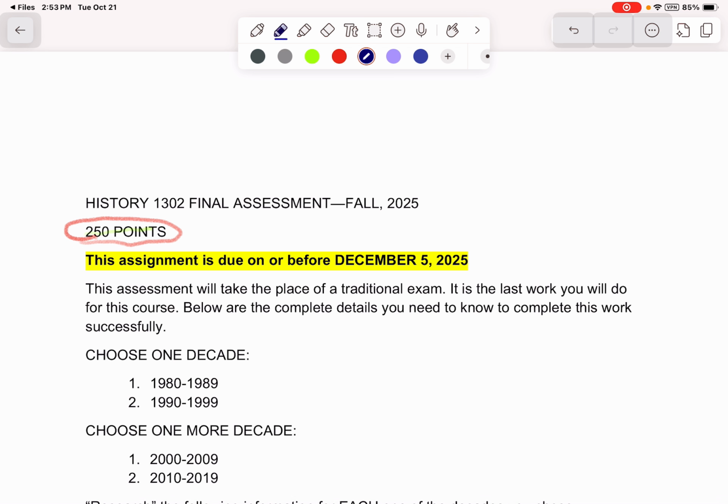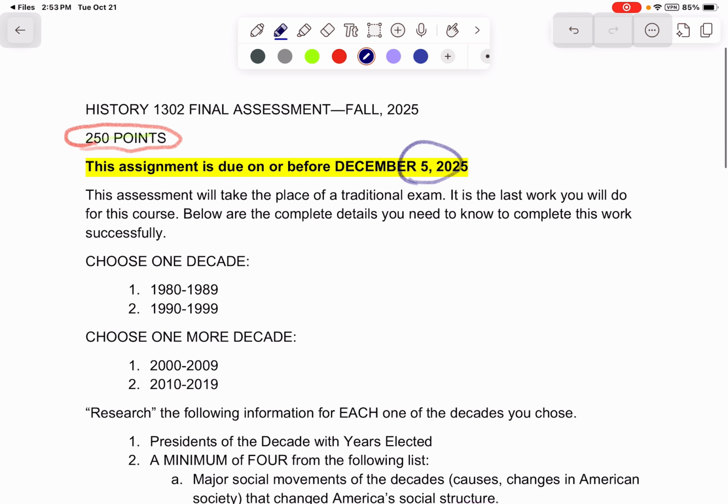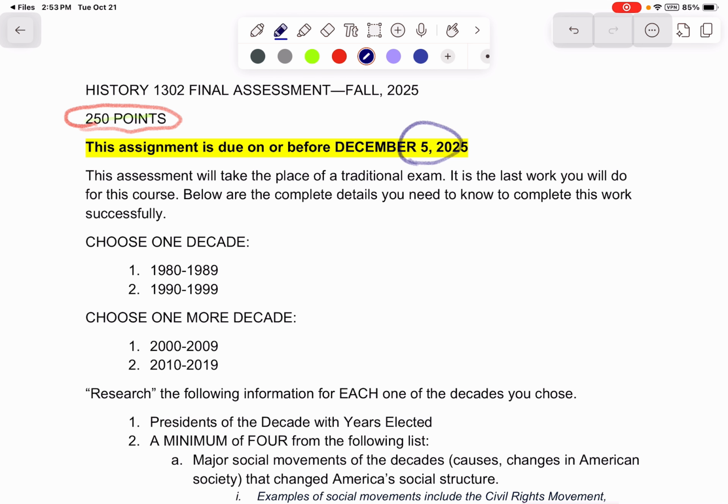Now, I also want to point out to you that this assignment is due on or before December the 5th, okay? Now, that is the Friday before finals week starts for Lone Star College. You can turn it in early if you so desire, but it will be due by 11:59 p.m. on this date, okay? And so let's walk through this a little bit at a time so that you will be able to do the best work, get the highest grade possible.